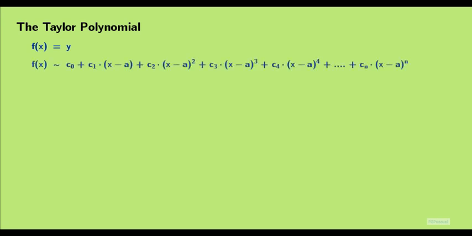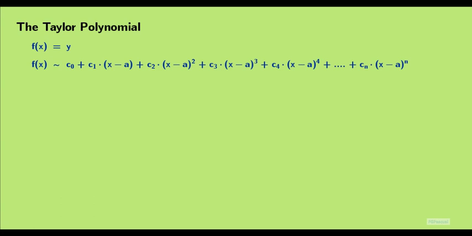In this online lecture, we will derive the formula for the Taylor polynomial, which is often used as an approximation for a given function f around the point on the graph of f at x equals a. This is what the Taylor polynomial of degree n for f of x equals y near x equals a looks like.